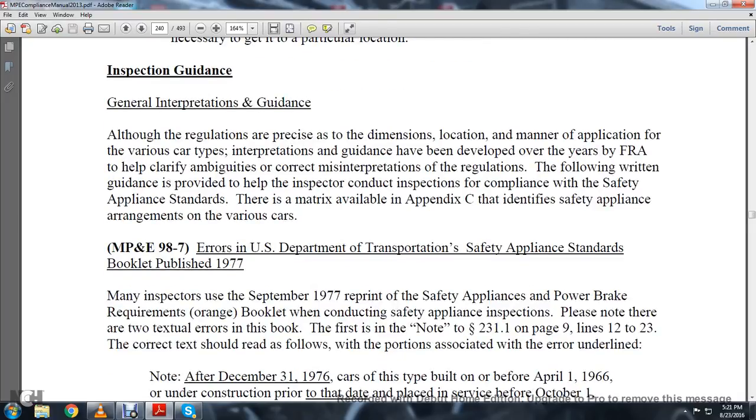Motive Power and Equipment 98.7 errors of the U.S. Department of Transportation Safety Appliance Standards booklet published in 1977. Many of the inspectors in September 1977 reprinted the Safety Appliance and Power Brake Requirements booklet, which was orange.